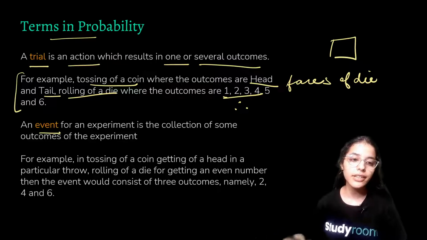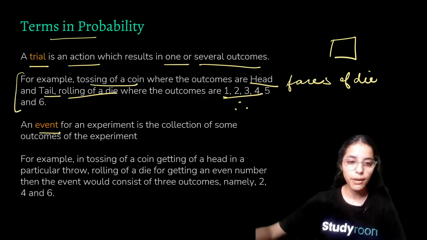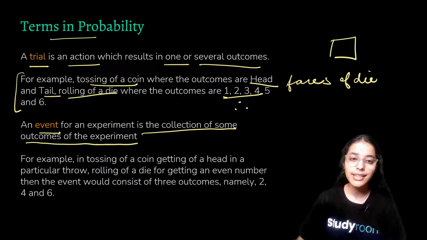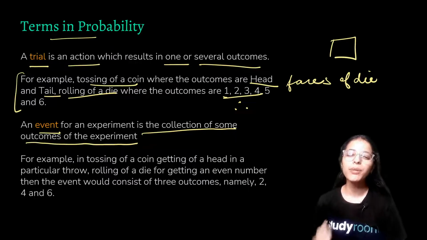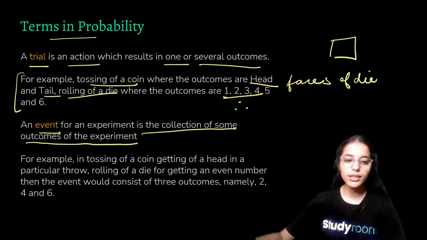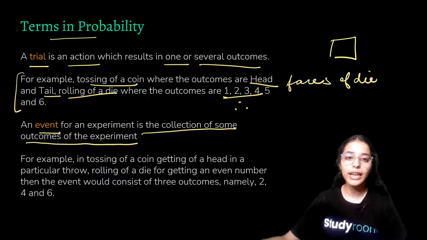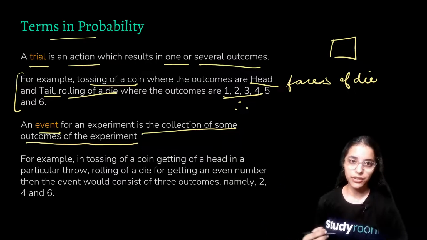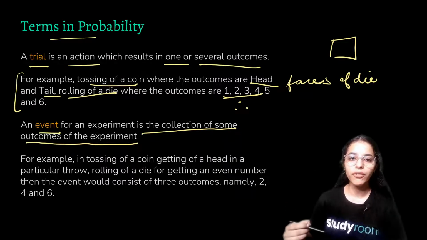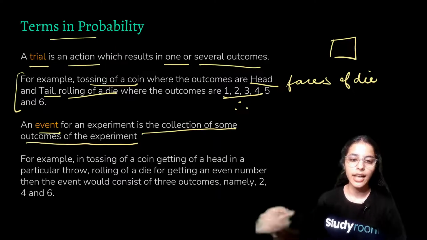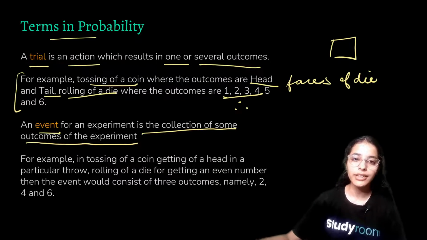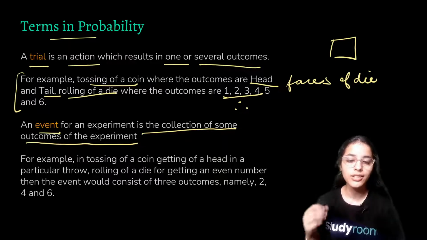Now an event for an experiment is the collection of some outcomes of the experiment. That is, it is a trial done to get a particular outcome. For example, when you toss a coin, now you're tossing the coin to get heads. Now you may toss a coin a number of times and you'll get heads in between them. So you will just make a list of whenever you have got the heads, and you may write the number of times you have got the heads. Now that is your event. That is, getting your head in the trial is your event.